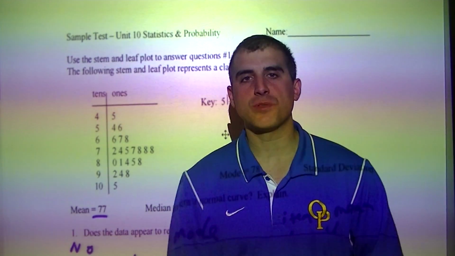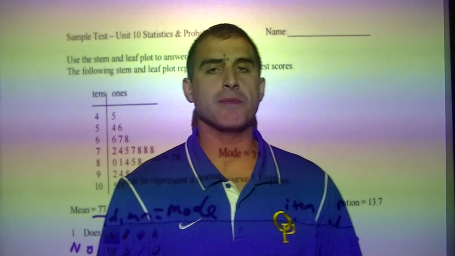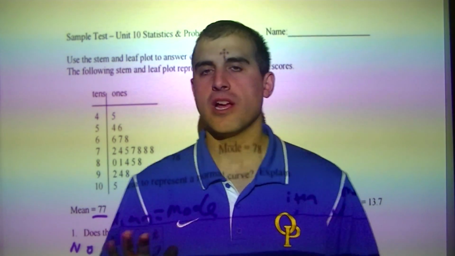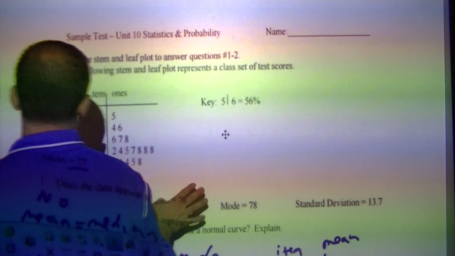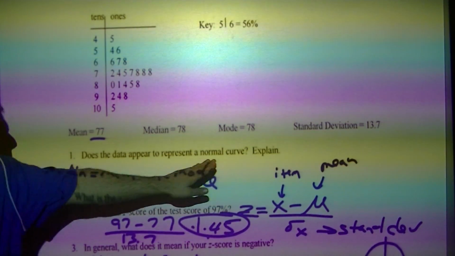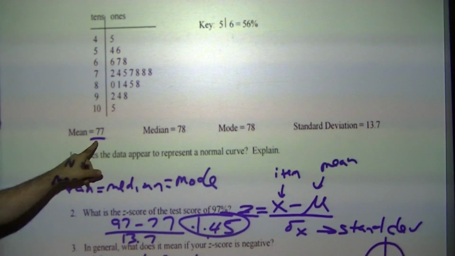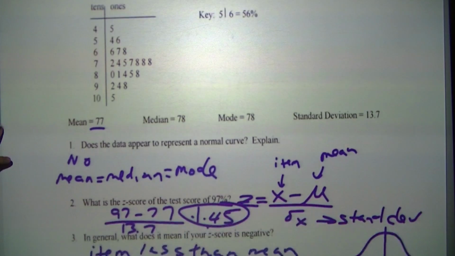Okay, this is going to be the Algebra 2 sample test for statistics. For 2015, this is going to be a little bit different than last year's version because there's going to be some new calculator stuff. I've done some of this already, so I want to sort of fly through it. Does this graph appear to be normal? No, because the mean doesn't equal the median, which equals the mode. Since that's not true, that's why it's no.